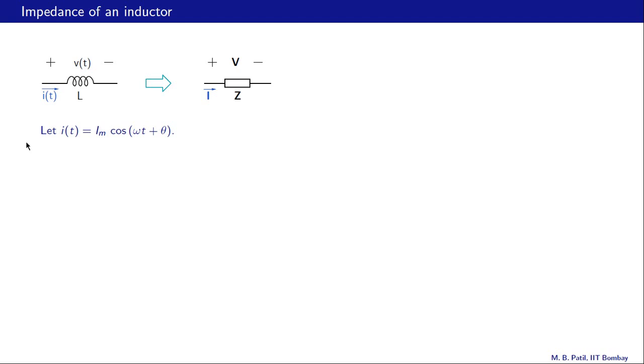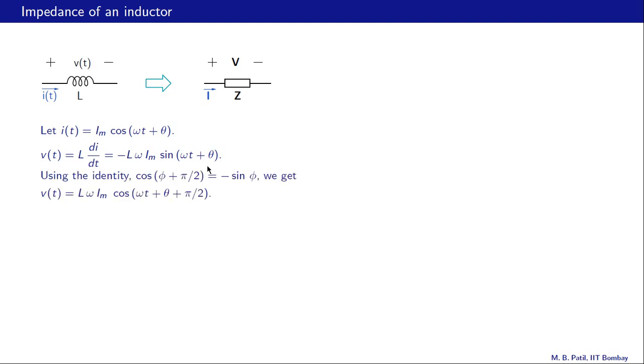Let us now repeat the process for an inductor. Let i of t be Im cos(omega t plus theta). Then we get v of t as L di dt. We can differentiate i of t and get v of t equal to minus L omega Im times sine(omega t plus theta). Now we can use the identity cos(phi plus pi by 2) is equal to minus sine phi and get v of t as L omega Im times cos(omega t plus theta plus pi by 2). So we have replaced this minus sine(omega t plus theta) by cos(omega t plus theta plus pi by 2).